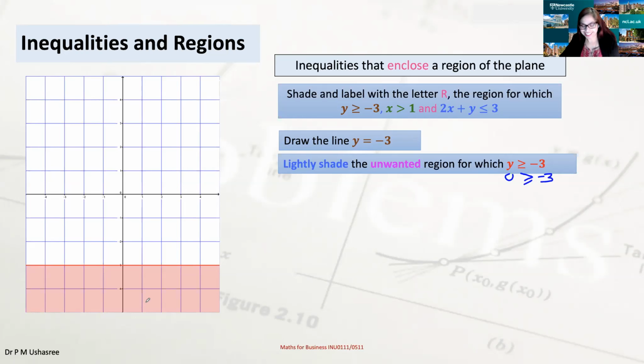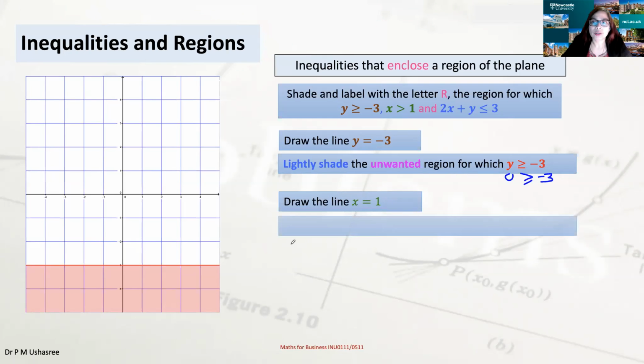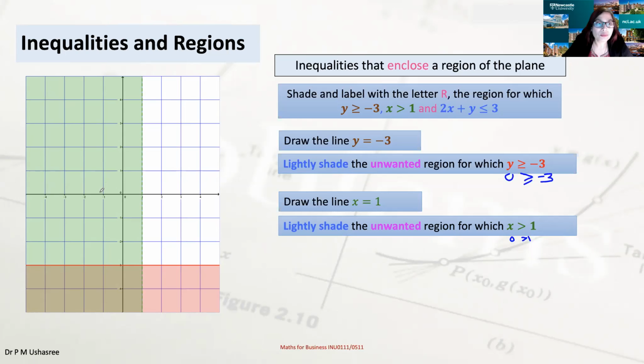Got it? Now again, x is equal to 1. You draw that and you substitute the origin. Is 0 greater than 1? It's false. So this is not your wanted region, and you shade the opposite side, I mean, the unwanted region.